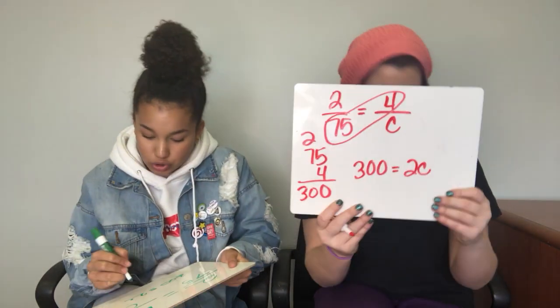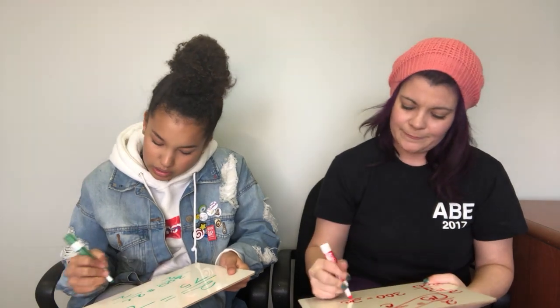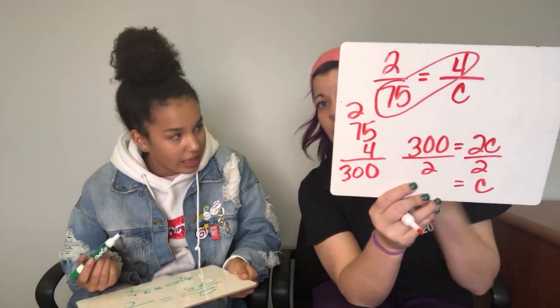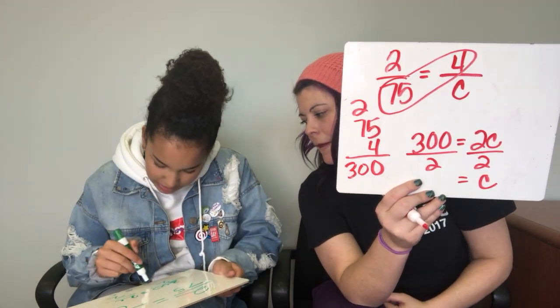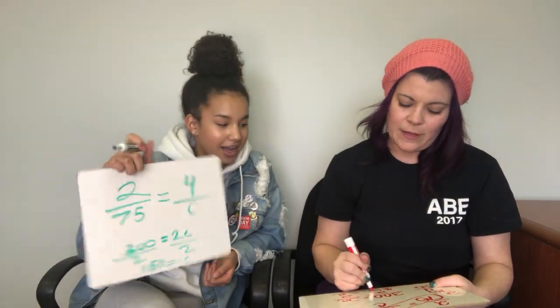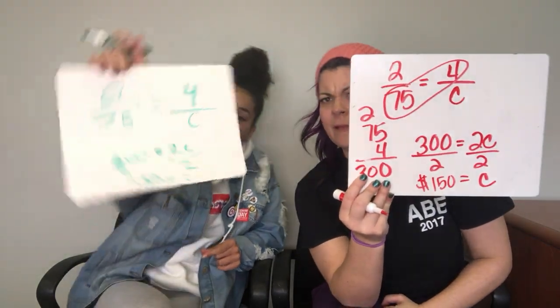So now we want to get C all by its little self, so we're going to divide both sides by 2. Very good. Once we get C by itself, because 2 divided by 2 is 1, just 1C. And then 2 goes into 300 150 times, right? Yeah. So it's $150 per tire.